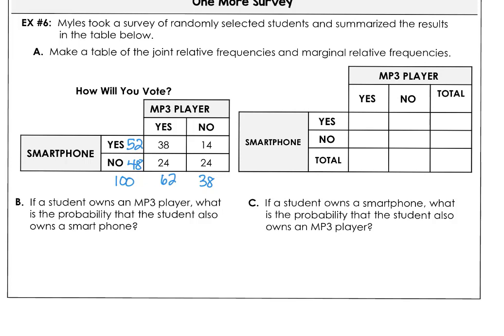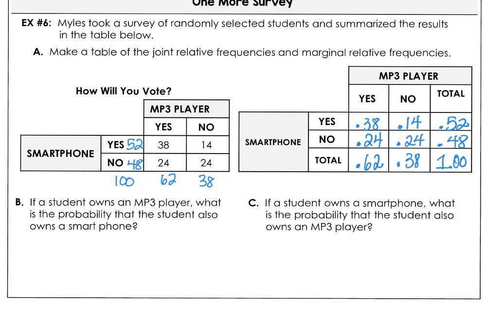Then using 38 out of 100 is 38%. 24 out of 100 is 24%. That's a total of 62%. When it's 100 people, that makes it really simple. 14%, 24%, 38%, 52%, 48%, and then 100%.